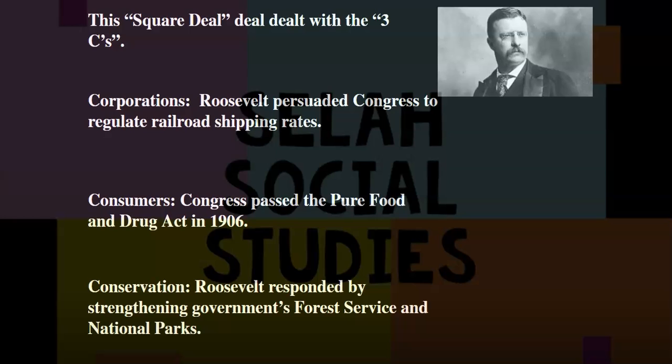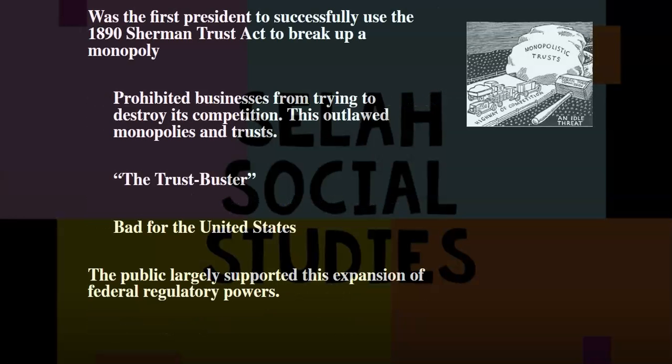Now, there are three other C's, and they are as follows. Roosevelt wanted to control the corporations, help consumers, and conserve national lands and its wildlife. Roosevelt wanted to control the corporations. President Roosevelt was the first president to successfully use the 1890 Sherman Antitrust Act to break up a monopoly.